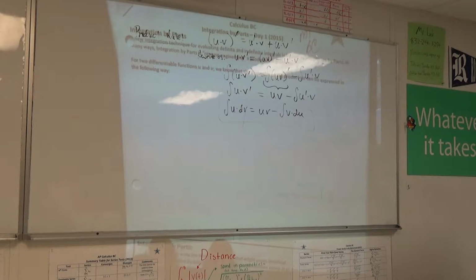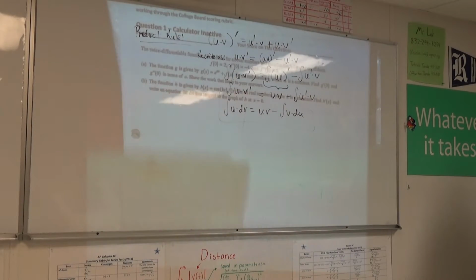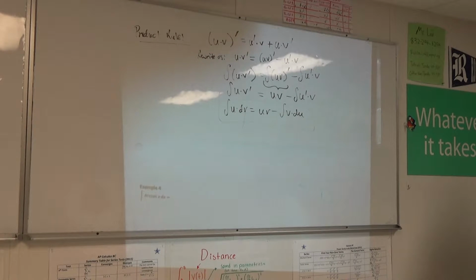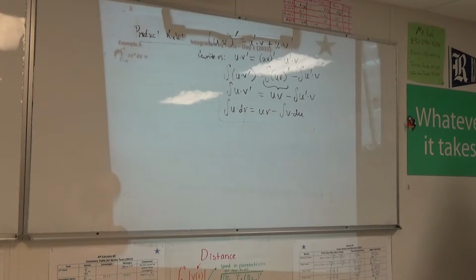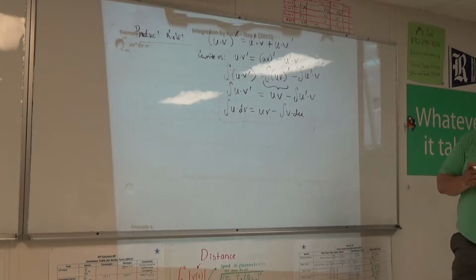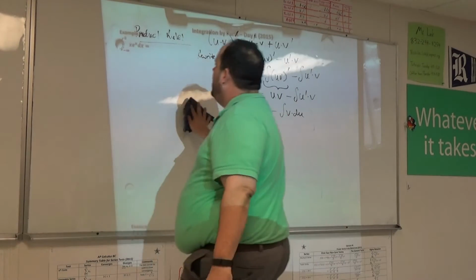Not quotient rule, products. Only for products. All right, I think I want to push your brains. Is there a quotient one? Not in Calculus BC. But does that exist? Probably. Is there one for quotient?